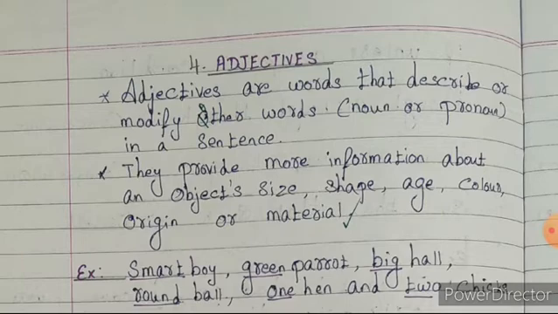Adjectives give additional information about an object's size. It may be its shape, age, color, origin or material. So this is known as adjectives. Again recall, children, adjective means it describes or modifies the noun. Noun means the name of a person, place, animal or a thing. An adjective modifies or describes the noun and gives additional information about the noun's size, shape, age, color, origin or material.